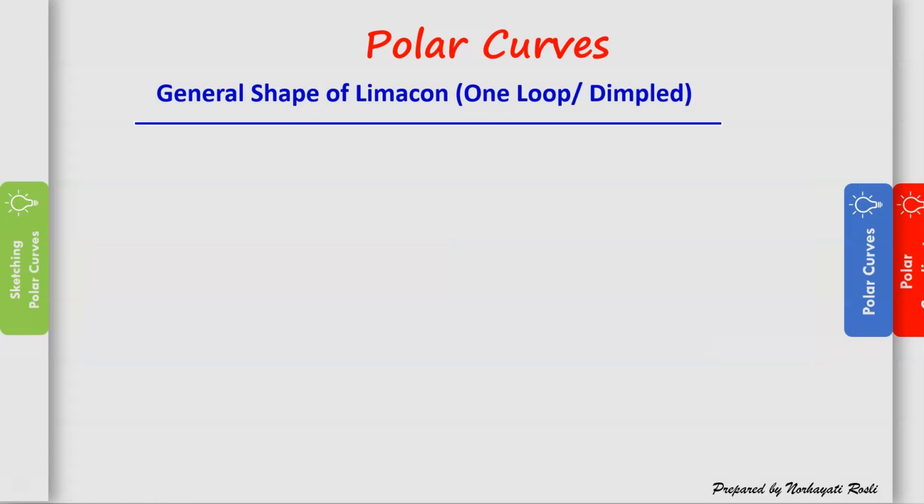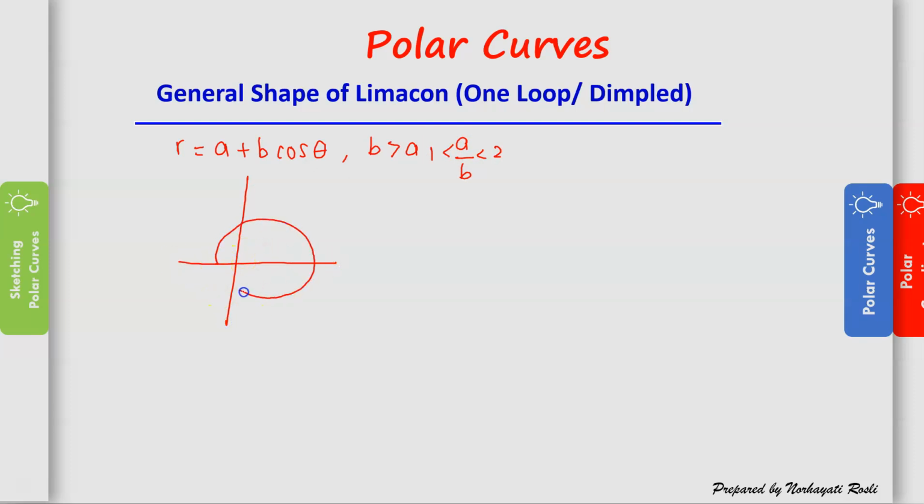To understand further about the general shape of limaçon with dimple, for example, we have here r = a + b cos θ. Understand now our b is greater than a, but our a over b is in between 1 and 2. So we will have this kind of shape. Here, it is some dimple.